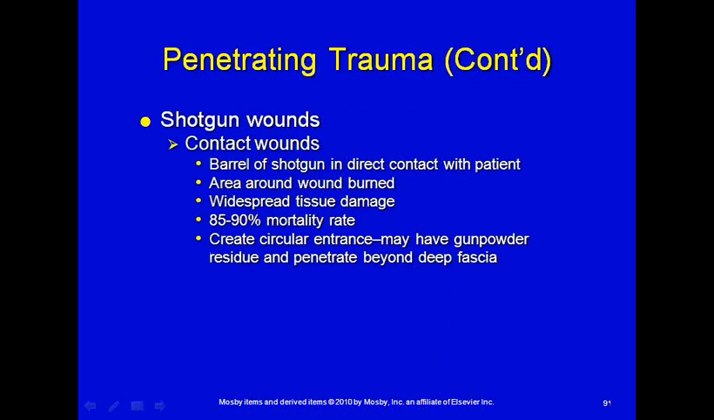With shotguns, you can have contact wounds. The barrel of the shotgun in direct contact with the patient can cause a wound. The area around the wound can be burned. You can have widespread tissue damage. Contact wounds from a shotgun, in other words, a shotgun blast at really close range, have high mortality rates, 85 to 90%.